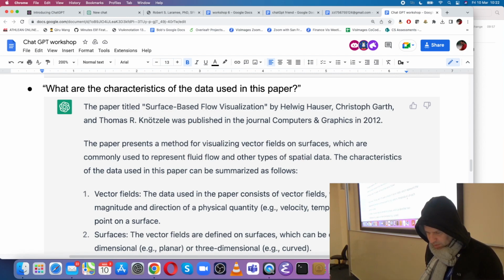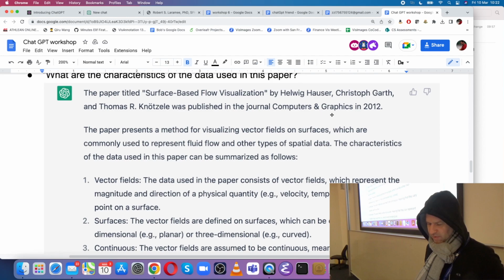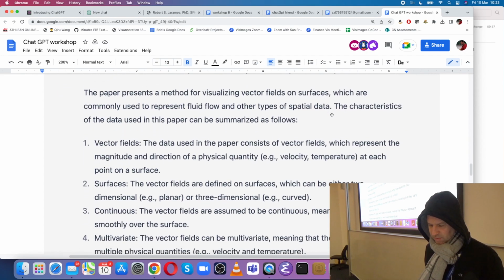The paper title, okay. Wait a second. It's got the authors mixed up now. The authors have changed. Huh. Did anybody notice that? Okay. The paper presents a method for visualizing vector fields of surface quantities, okay.